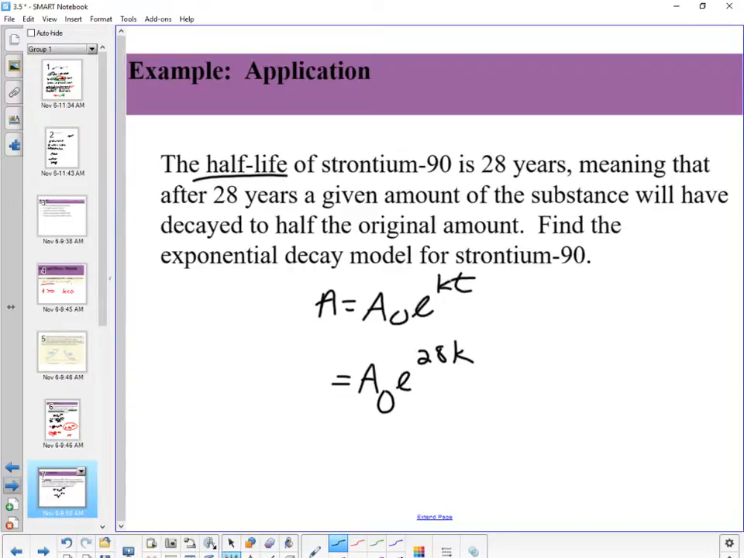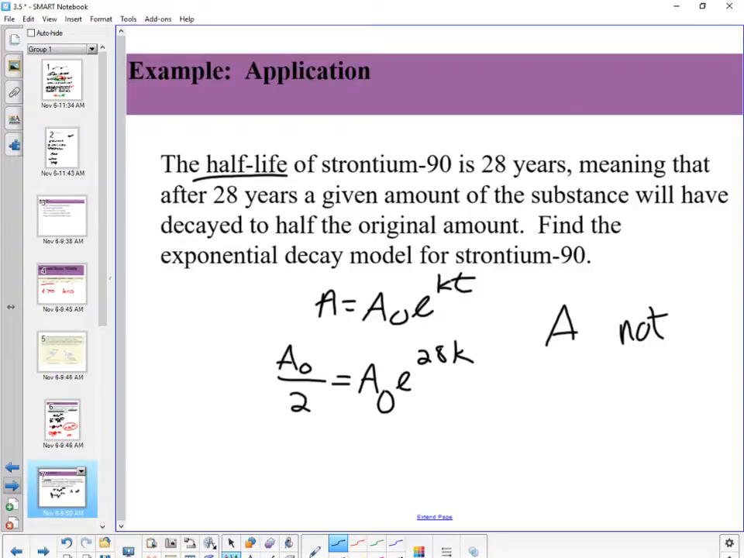This is half-life, right? After 28 years, it's half. So I'm gonna have half of A naught. Does that make sense? I don't know what A naught is. I don't know what I started with, but I know that after 28 years, I should get half of whatever A naught is, my starting amount. What does A naught mean? A naught is your original amount. What do you start with?